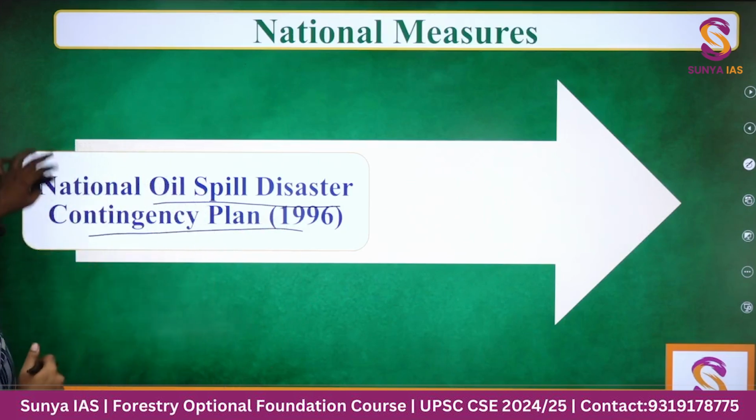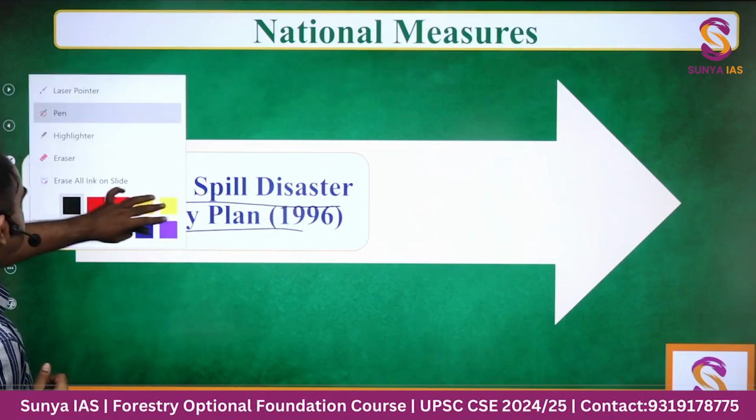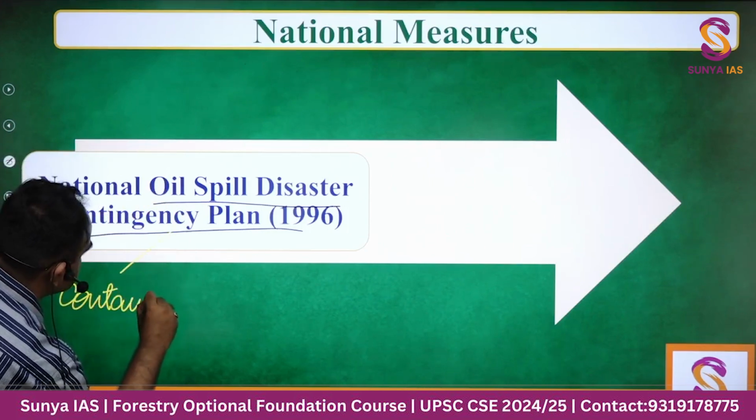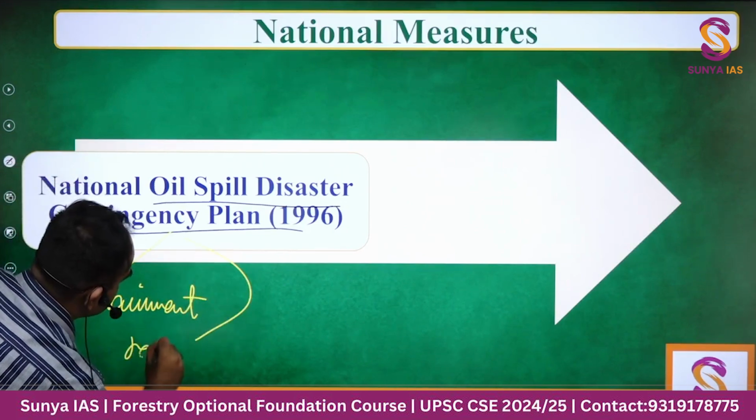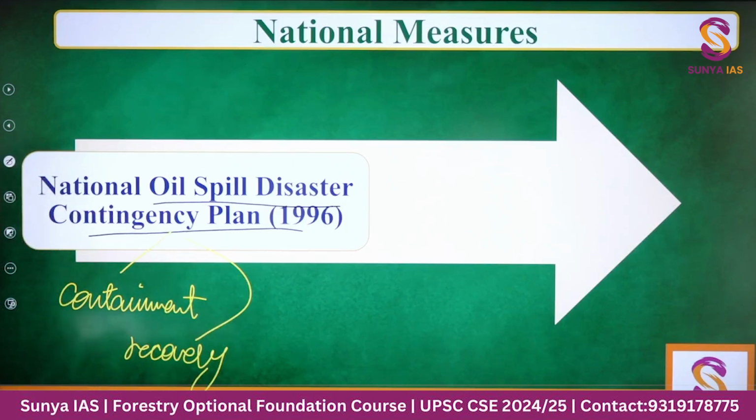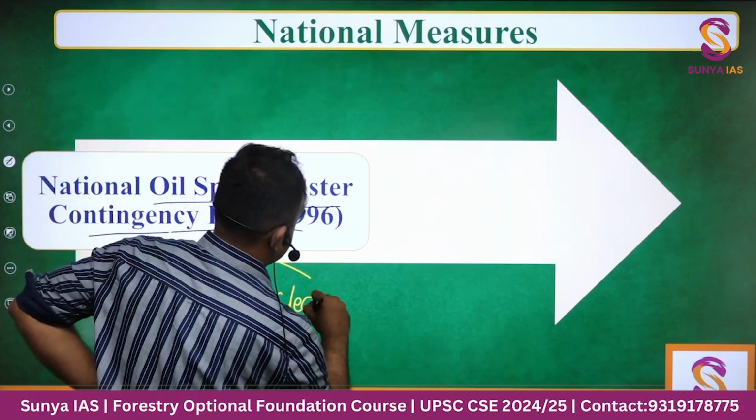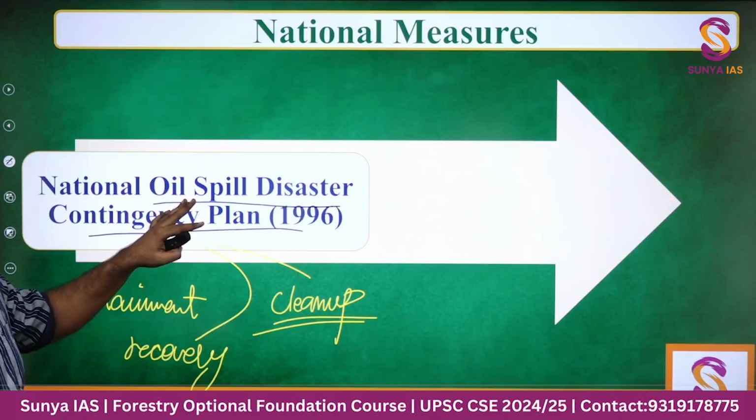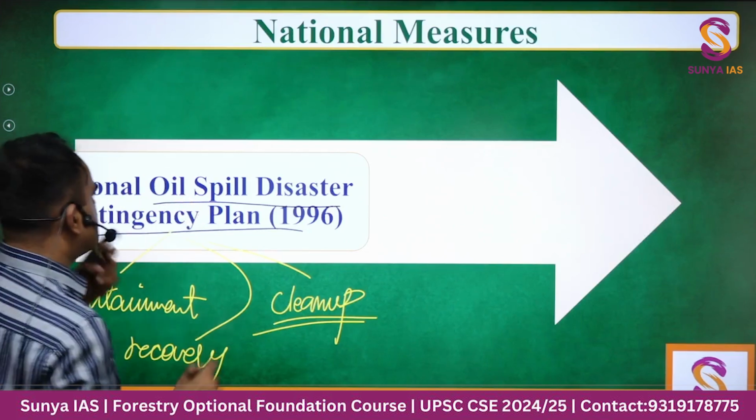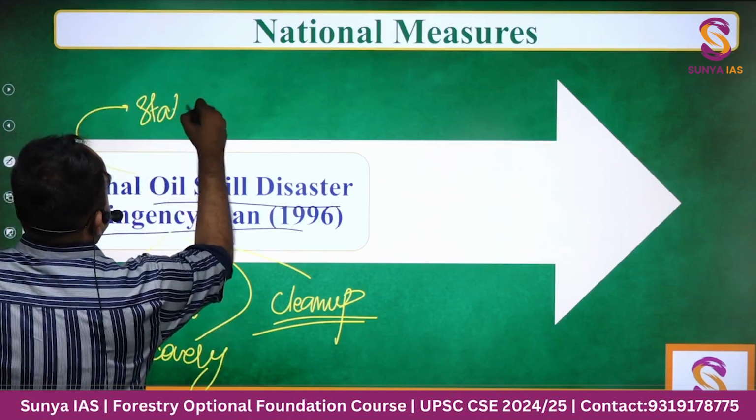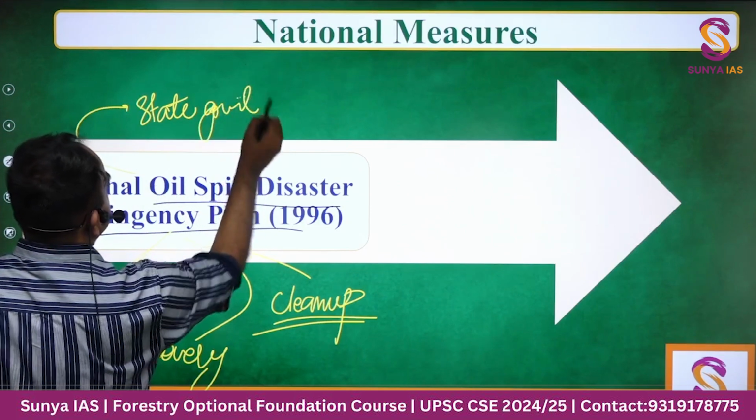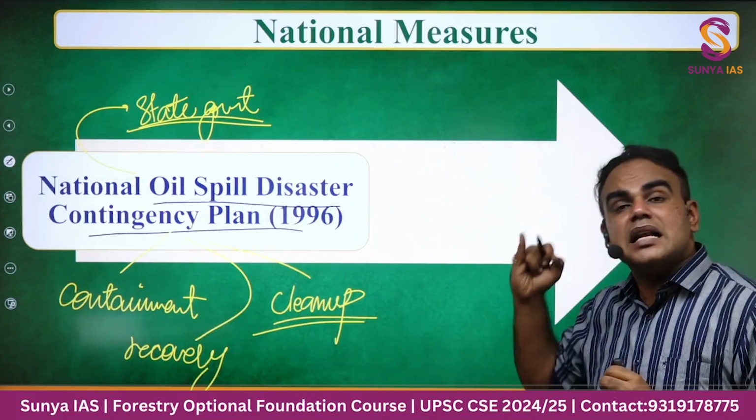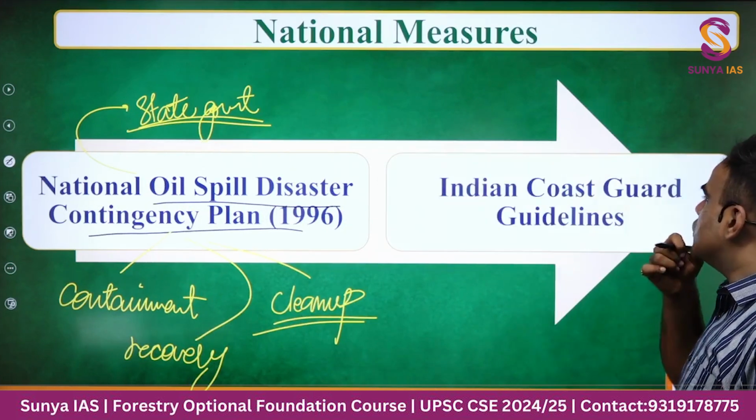But still, yes, we have a National Oil Spill Disaster Contingency Plan, which talks about three main things. It talks about containment, it talks about recovery, and it also talks about finally cleanup. These are the three major things it talks about, right? And it outlines the state governments, different ministries, and the work to be done in order to ultimately carry out containment, recovery, and cleanup activities.